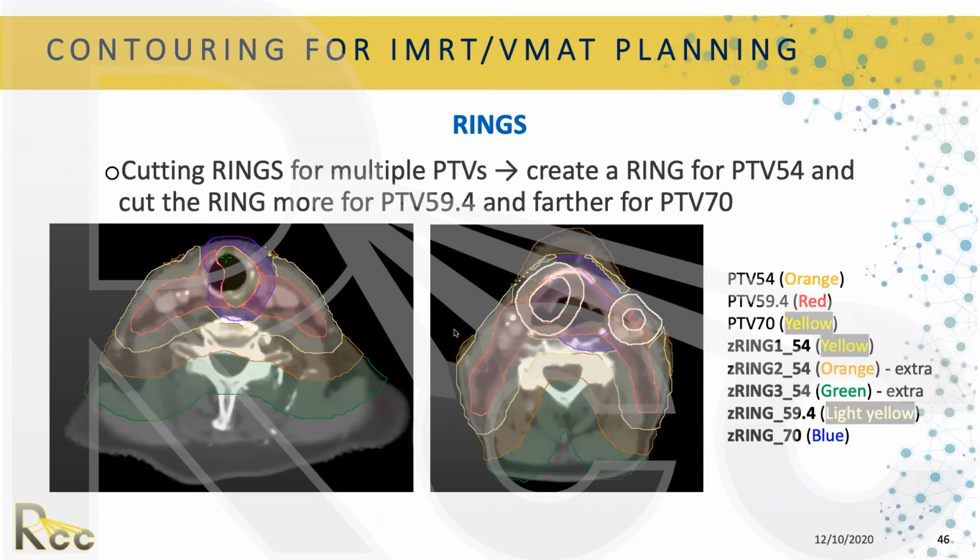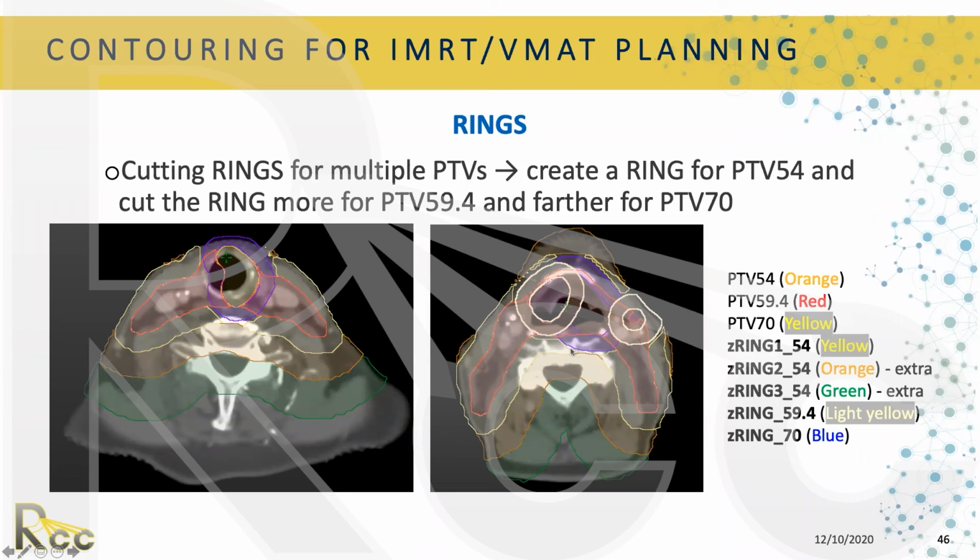Here is a case that I was explaining before. When you have multiple PTVs, you have to be very careful because, for example, we have a PTV 54, which is all these in orange. The colors again is the shadow here, orange. Then you have these PTVs in red, which is the 5940. And then you have in yellow the PTV 70. So basically, the ring number one for the 54, which is the lower ISO dose.